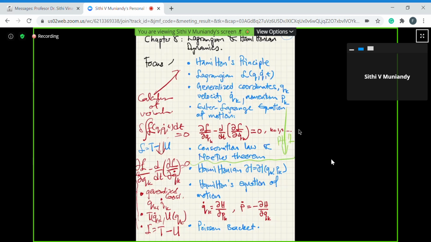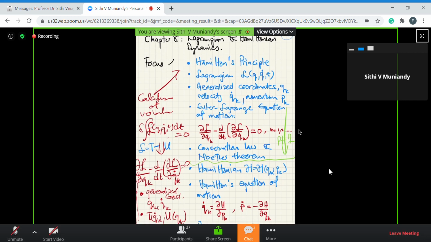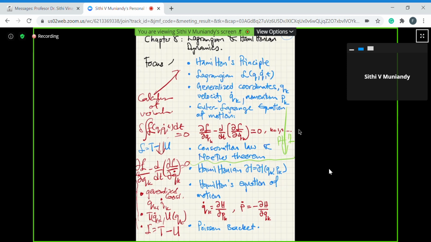So this week, today, we will look into a second approach based on Hamilton's principle, but this is based on the total energy. Lagrangian here is the energy difference. Okay, so the Hamiltonian essentially is kinetic energy plus the potential energy.